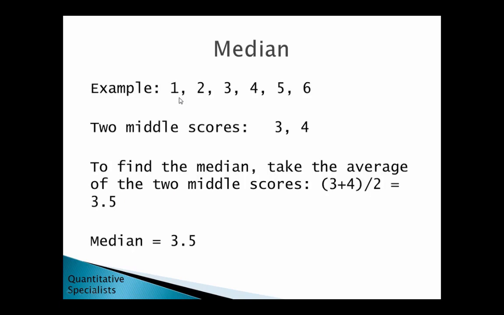As a second example, suppose we have the values 1, 2, 3, 4, 5, 6. Now to find the middle value here, if you count inward, you should see that there's 2 values in the middle. We have a 3 and a 4. So when there are 2 middle values, we want to find the average of those 2 middle values or scores. So here we would take 3 plus 4, divide that by 2, and that gives us 3.5. So in this case, the median is equal to 3.5.